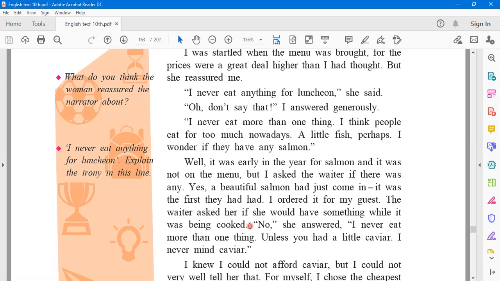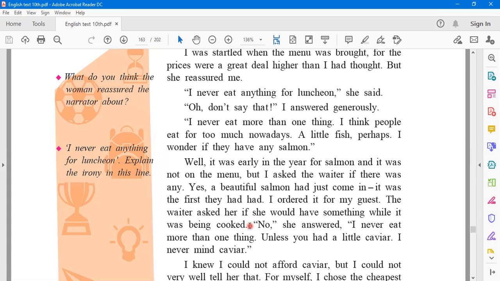Towards the end of the luncheon, you will find that the author had just one little thing, that is the mutton chop, and he has some coffee. Whereas this particular lady, his guest, finishes at least around eight dishes one after the other. First the salmon, then a little caviar, which is again very, very expensive. She ate the caviar and she ate the salmon.